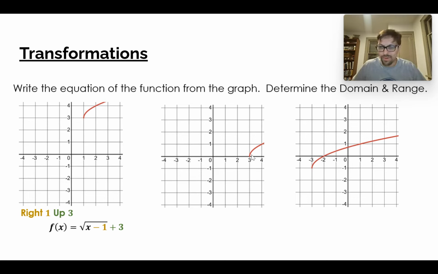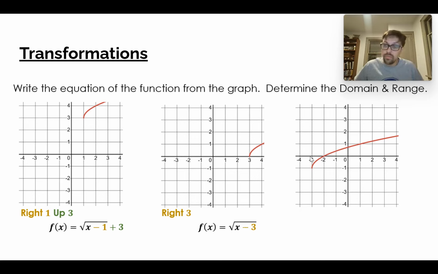So when we see this one that's being moved to the right 3, I know that is going to be inside of our function, and it goes backwards from what we would think. Normally, I would think that a plus would be to the right, but it's actually a minus on the inside. It's backwards on the inside. But inside is always left and right.